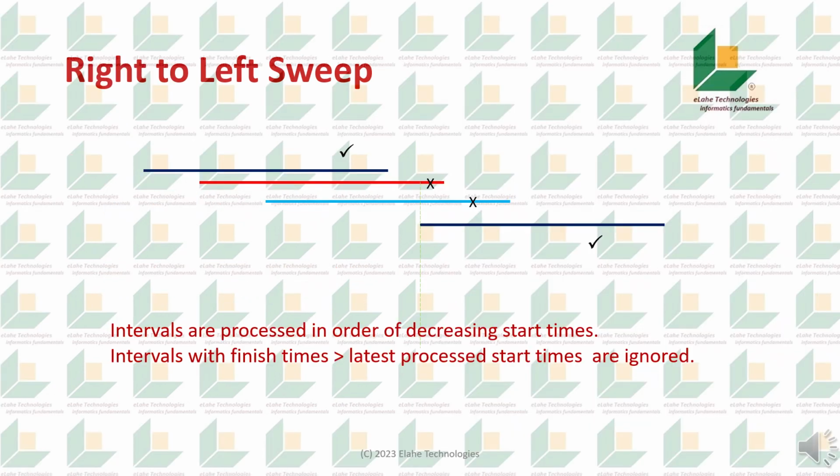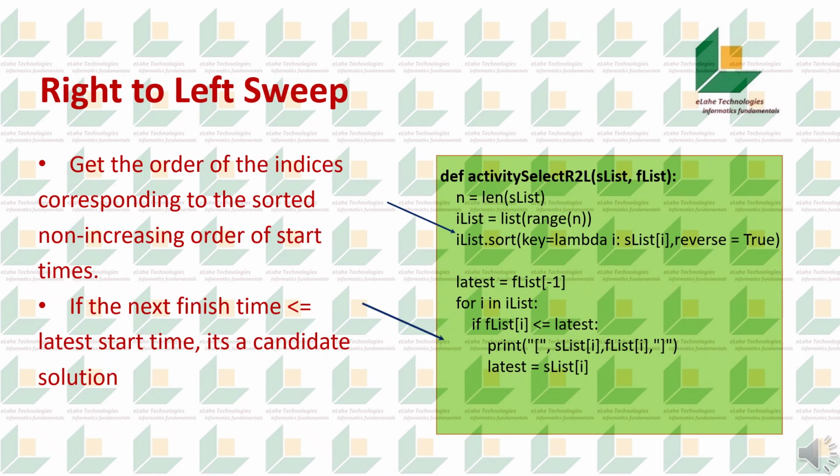Next, we consider the implementation of the optimal latest start time first heuristic. Intervals are processed in order of decreasing or non-increasing start times. Intervals with finish times greater than the latest processed start time are ignored. Pseudocode and a Python code snippet for the right to left sweep algorithm are shown here.